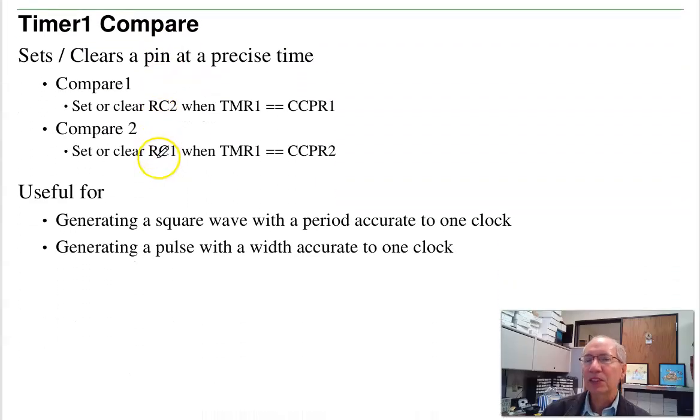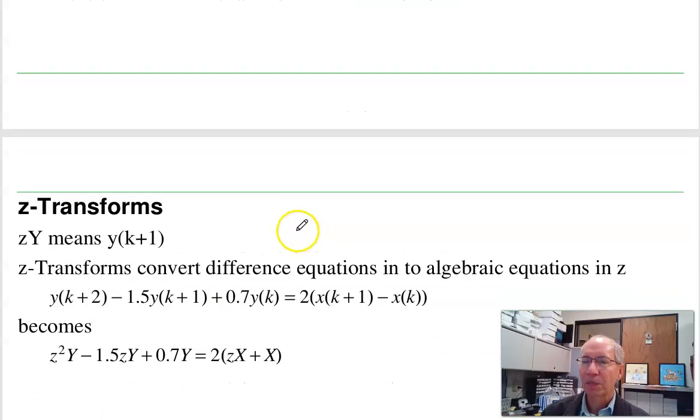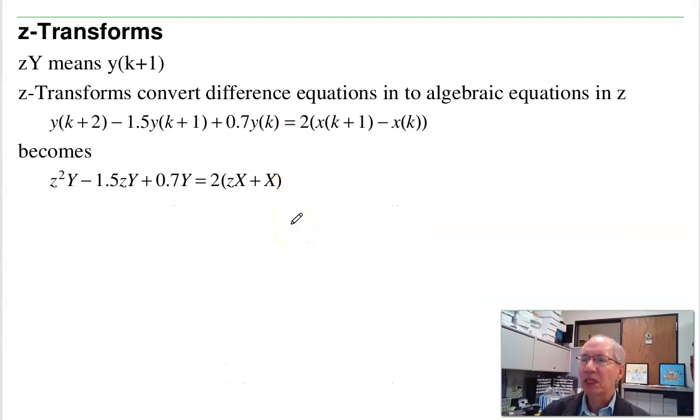Compare interrupts set or clear a pin at a precise time. Compare 1 will set or clear port C pin 2 when timer 1 is equal to capture 1. Compare 2 sets or clears port C pin 1 when timer 1 is equal to capture 2. What this is useful for is generating a square wave with a precise period accurate to 1 clock, or generating a pulse, where the width is accurate to 1 clock. So that's kind of the interrupt section. You can expect a couple questions on interrupts.